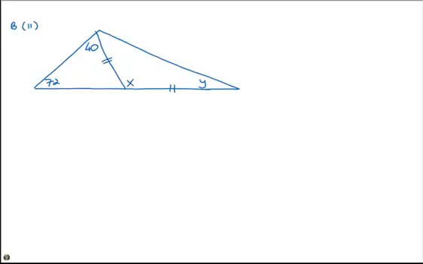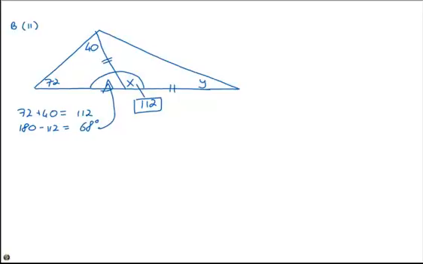So we know that 72 plus 40 is 112. 180 minus 112 gives you 68 degrees. And that's what this angle here is worth. Of course then, lads, you look at this, that it's a straight line, which means this angle here has to be 112 degrees.